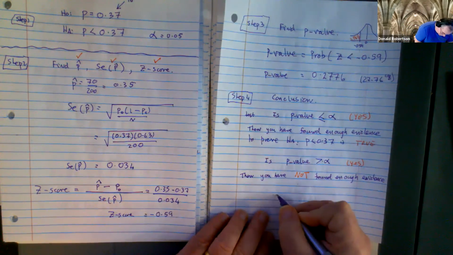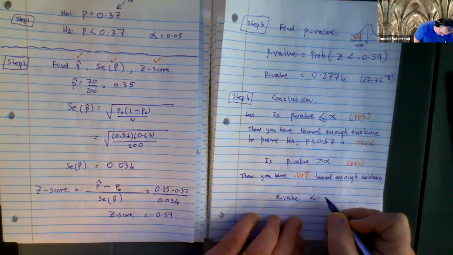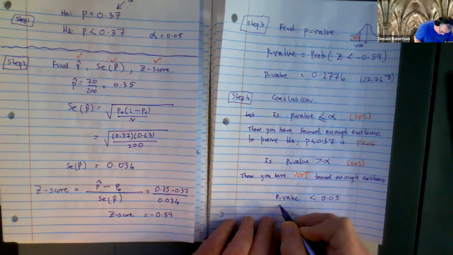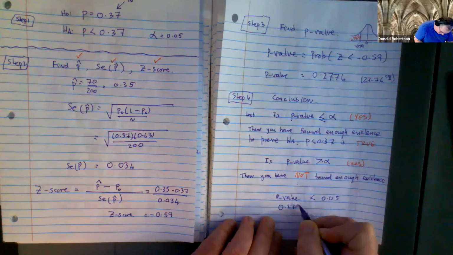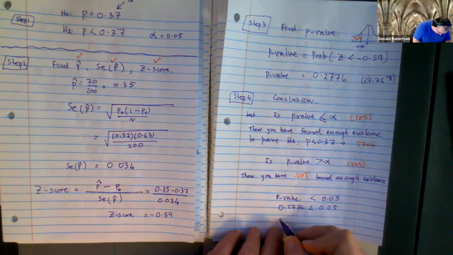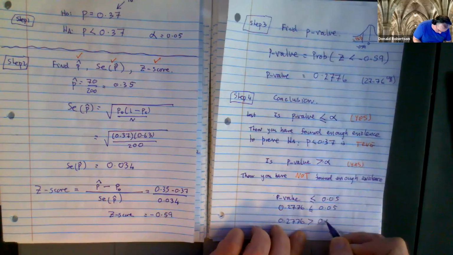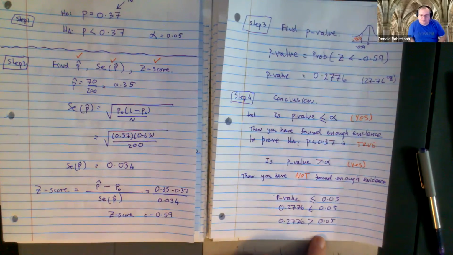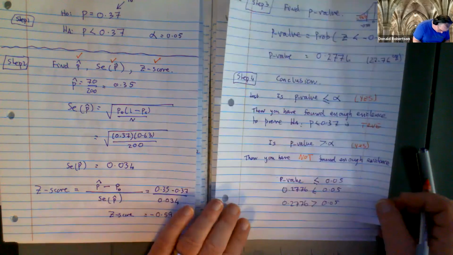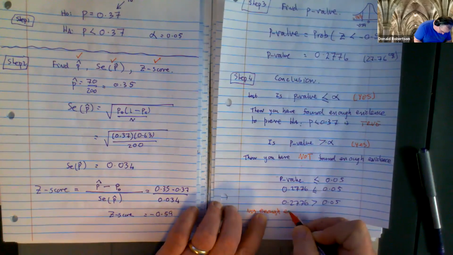Well, let's look at our test. Is our p-value, which was, I'll write it down, less than 0.05? Well, is 0.2776 less than 0.05? Nope. Isn't 0.2776 actually greater than 0.05? Right. This is too big. What's our conclusion in this story? It's going to be not enough evidence.